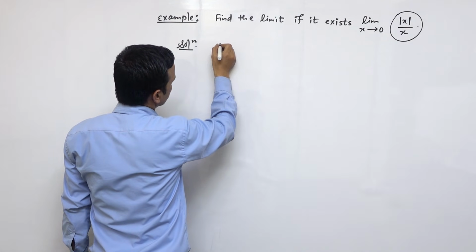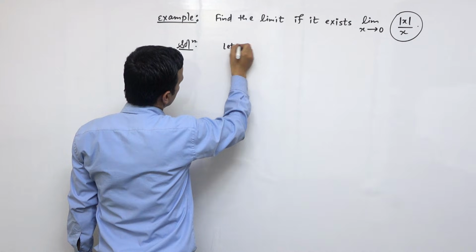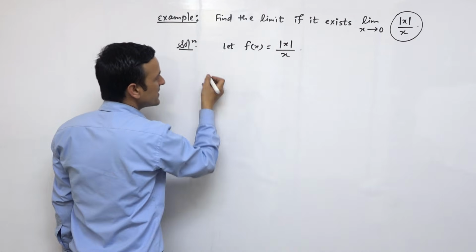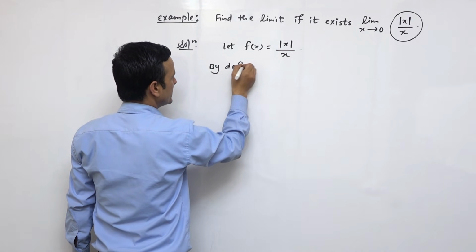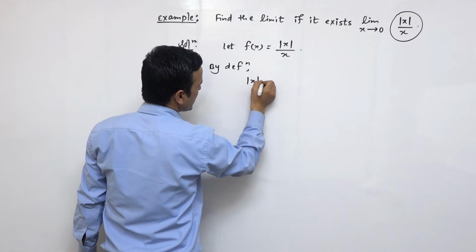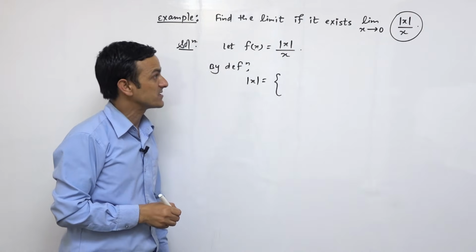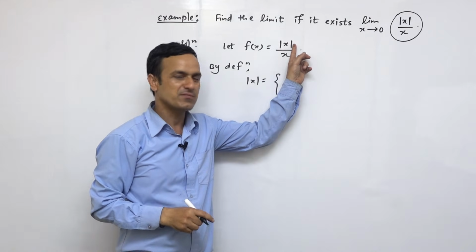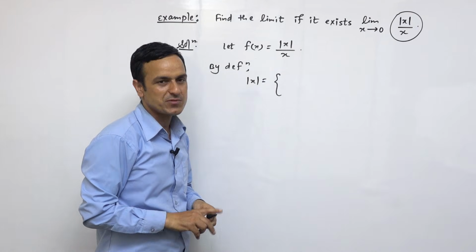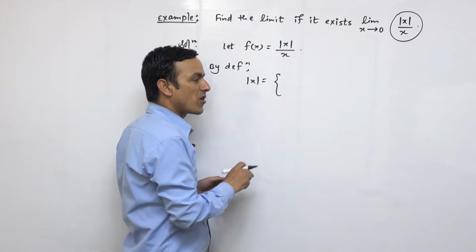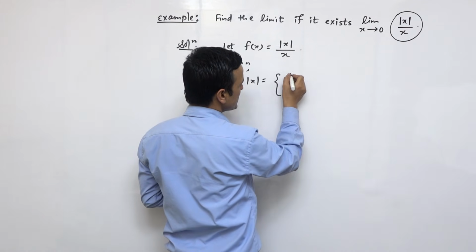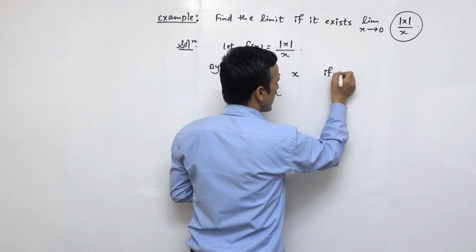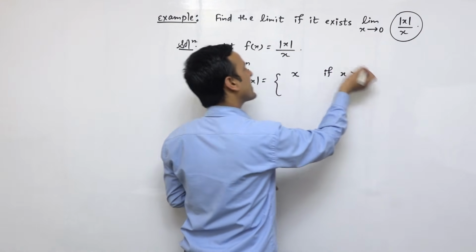Now we have let f(x) = modulus x divided by x. By definition, modulus x has two values. The function f(x) is modulus x by x, but what does modulus x mean? Modulus always gives a non-negative value. So one case is modulus x equals x if x is 0 or greater than 0.